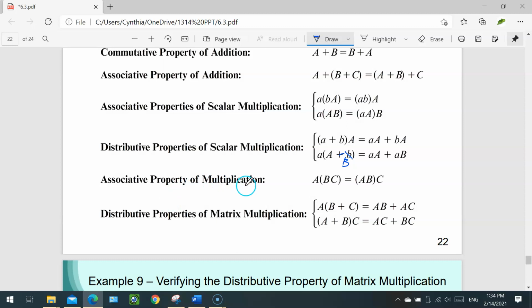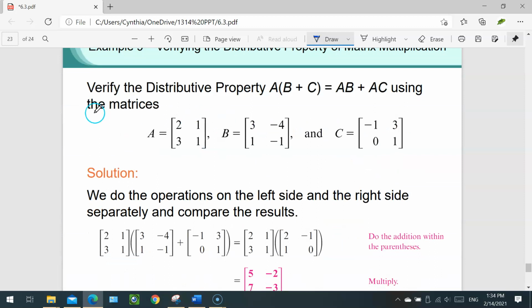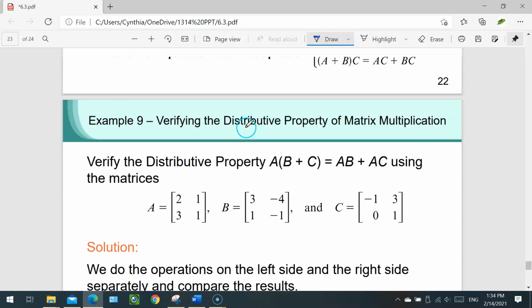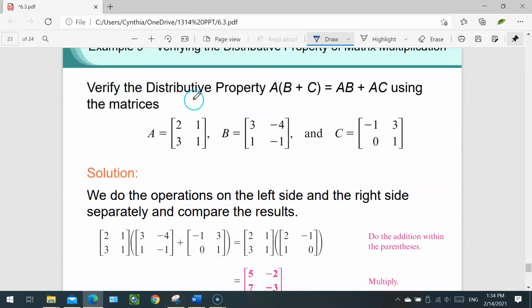Associative property of the multiplication. When you multiply three matrices, you can multiply the last two first and then go back to multiply with the first matrix. Or you can process the first two matrices and then multiply with the last one. Distributive property of matrix multiplication. Matrix A multiplied with B plus C, you can distribute it into AB plus AC, or the other way around. So we do an example to go with this.